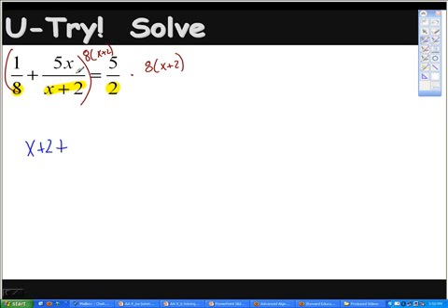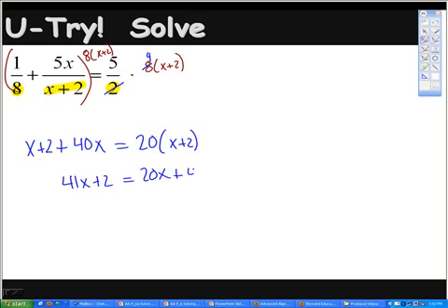Plus, here the x plus 2's will reduce out. I have 5x times 8 is 40x equals. Here, 2 just goes into 8 4 times. So I got 5 times 4 is 20 times x plus 2. On this side, I can combine x and 40x. That's 41x plus 2 is equal to, distribute here, 20x. 20 times 2 is 40. Let's get all the x's on one side, so let's subtract 20x away from both sides. That gives me 21x plus 2 is equal to 40.